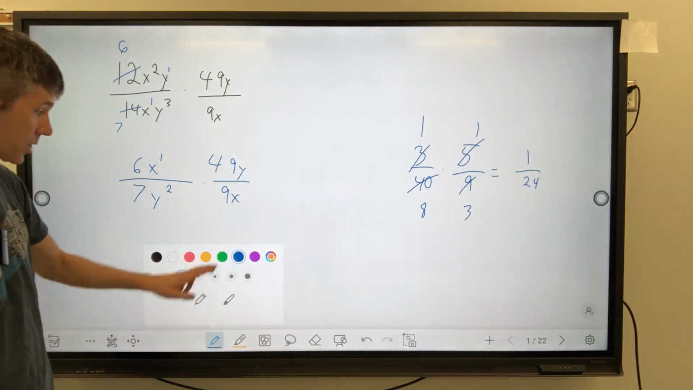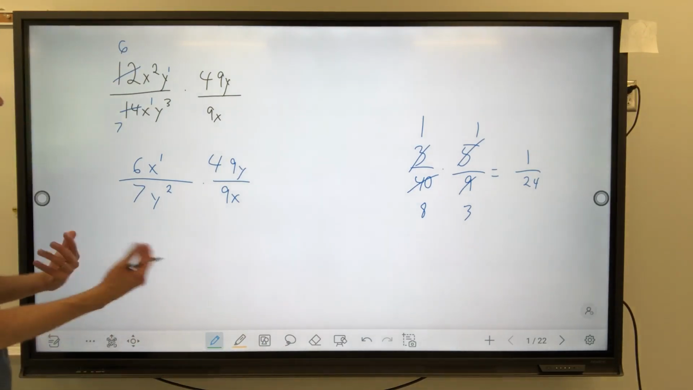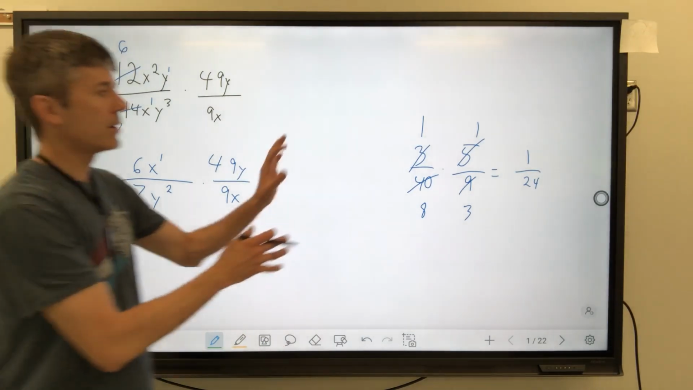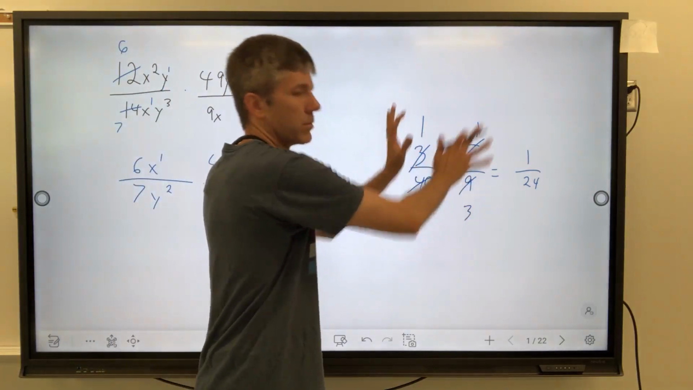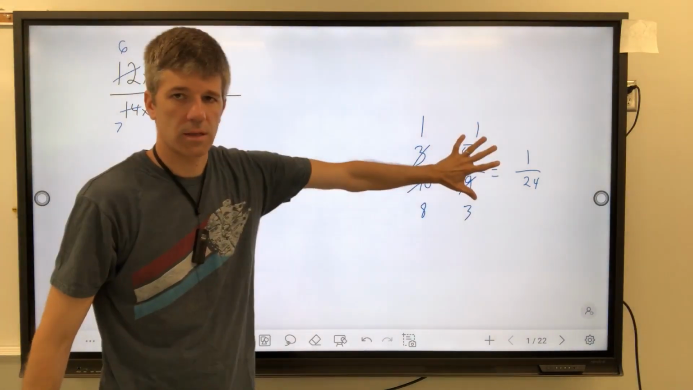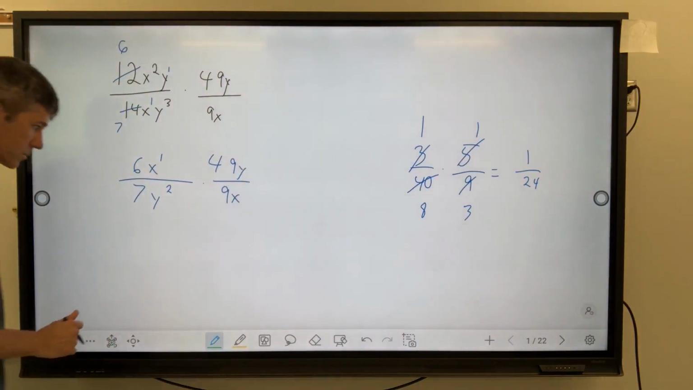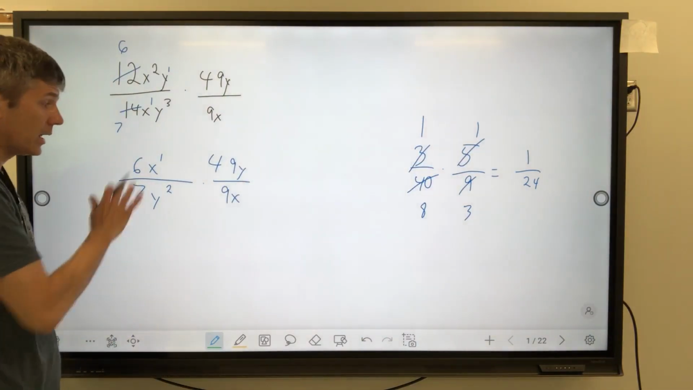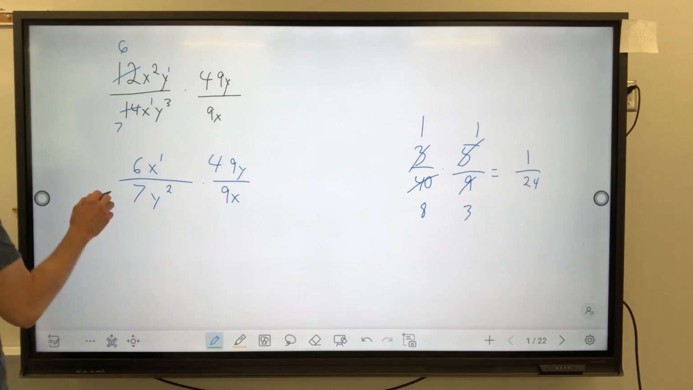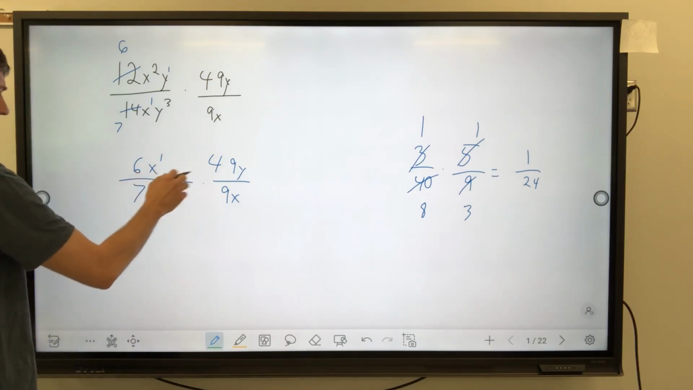Now we're going to switch colors for fun, and we're going to cancel out as much as we can, not just in one fraction, but in more than one fraction. Okay, let's cancel whatever we can. Let's look at the numbers first. I have a 6, a 49, a 7, and a 9.